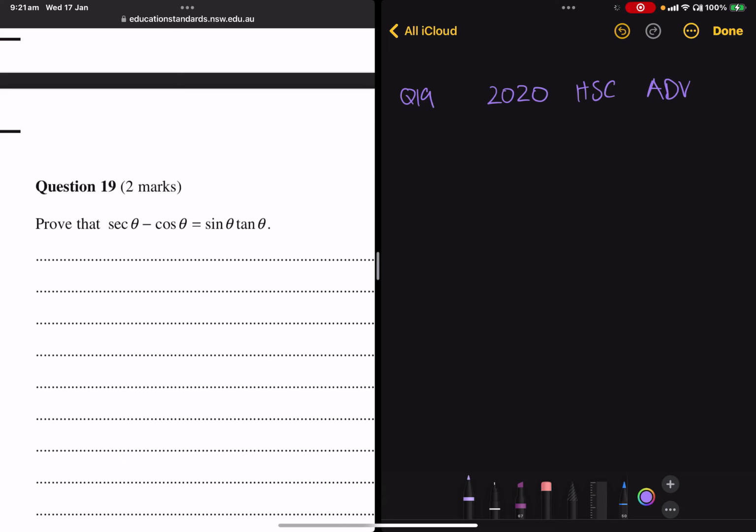We're going to be using a very specific method in the case of these questions. So we have secant theta minus cosine theta is equal to sine theta times tan theta. Now this is going to be called the right hand side, RHS. This is going to be called the left hand side, LHS. The way that we're going to do this proof is we're going to pick one of the sides, work only on that side and turn it into the other side.